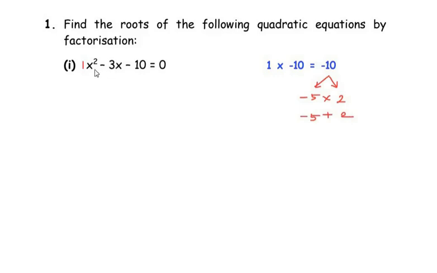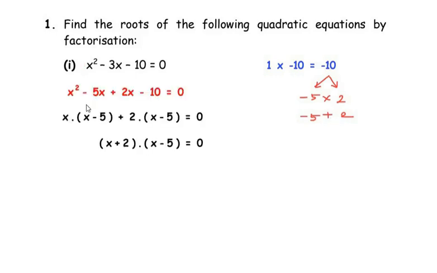So here we are going to split up this middle term in terms of these 2 factors. So here we have written x square. Now minus 3x is being split up as negative 5x and positive 2x, that is in terms of its factors, and minus 10 equal to 0. Now once we have written this, we have to group the terms. So we are going to group the first 2 terms and we are going to group the last 2 terms.